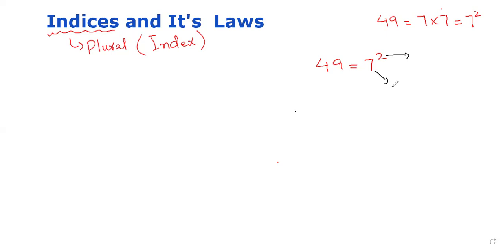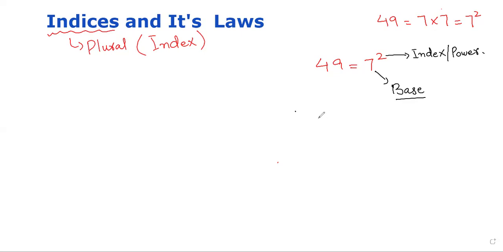So the 7 which you have is known as base. And there is power 2. It is known as index. We also call it index or power. Okay, there are two names for this index or power. And there is a base. So basically, there are some rules for indices, means there are some rules for the powers.